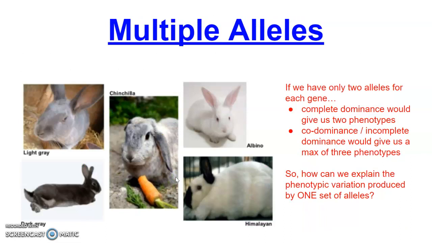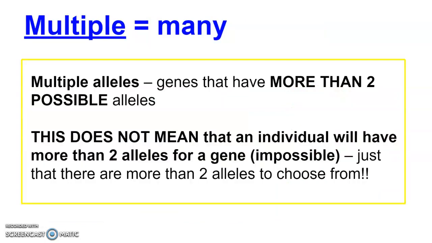Okay, multiple alleles is as simple as it sounds. It is the fact that for a particular trait there may be more than two options for the allele that you might inherit. So to define multiple alleles, we would say genes that have more than two possible alleles, but something to bear in mind is that this does not mean individuals will inherit more than two possible alleles, just that they may inherit two out of a selection of alleles.